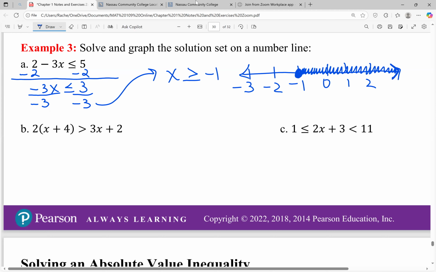Let's also practice writing this in interval notation. So we're going from -1 to positive infinity. So -1 comma infinity. -1 is included, so we're going to do a square bracket. And remember, it's always a parenthesis around infinity. So that's how I would write my answer in interval notation.